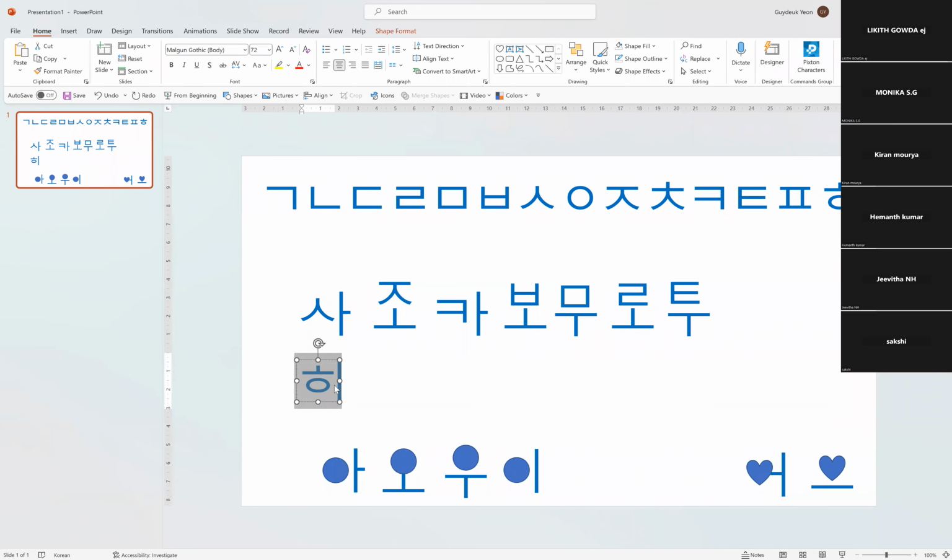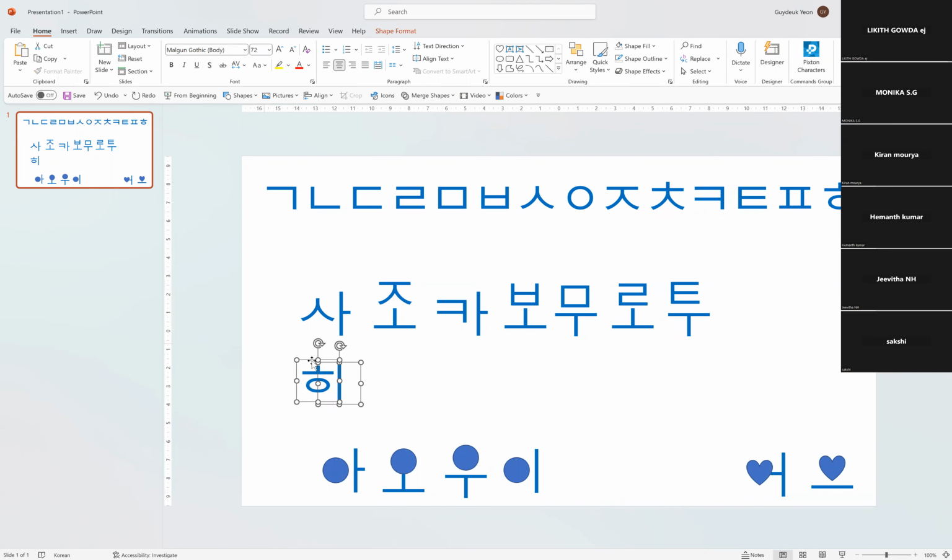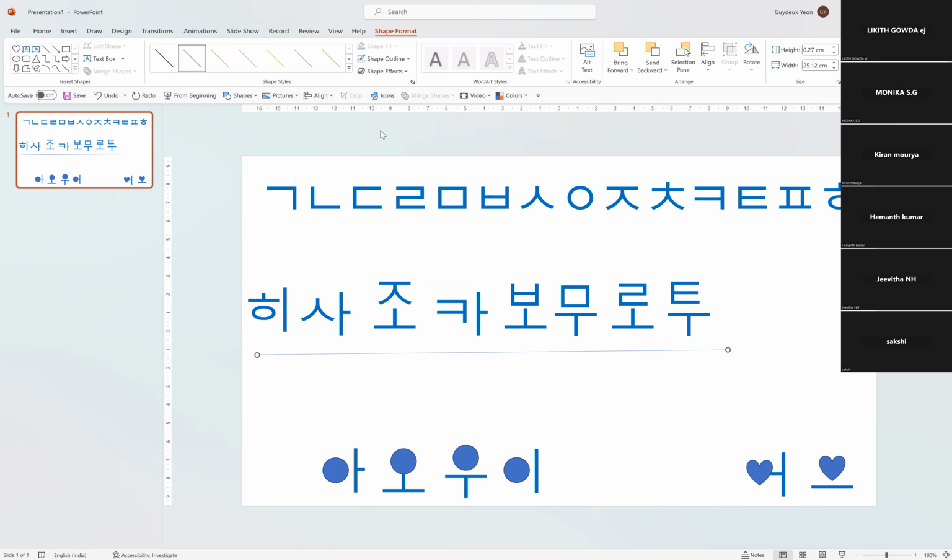Now, I will also put it together like this. Try reading this. He saw. Yeah. He saw. Jo. Ka. Bo. Mu. Ro. Tu. Oh, you're a genius. How can you do that? It's unbelievable. Wow. Anyone else would you try?